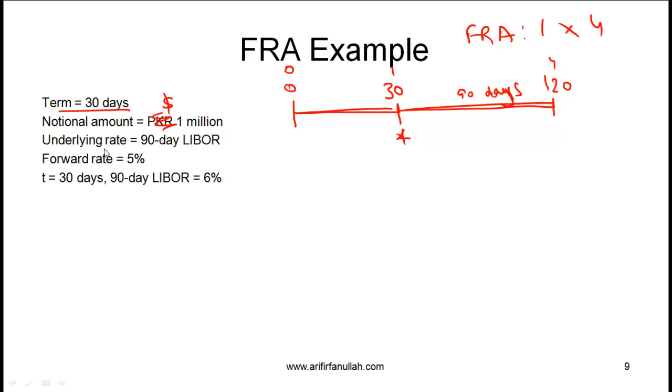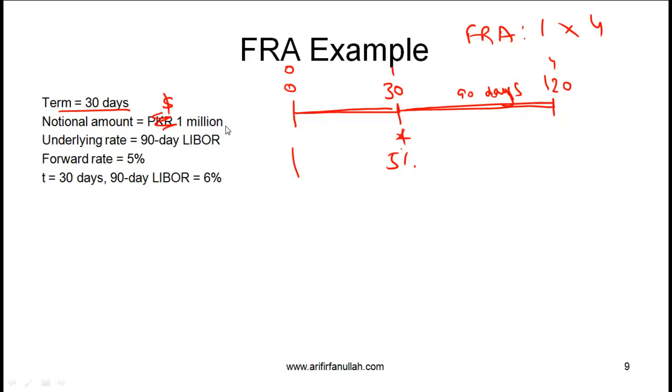So in my example, the underlying rate is 90-day LIBOR, or the underlying loan is 90-day LIBOR. That means that the loan is for 90 days. The forward rate is 5%. So we are agreeing on a forward rate of 5%. That means that on day 0, we are agreeing that the long will borrow money. Remember, borrowing money is essentially like buying money. The price of money is the interest rate. So the long is not just willing, but contractually obligated to pay a rate of 5% on this notional principal.